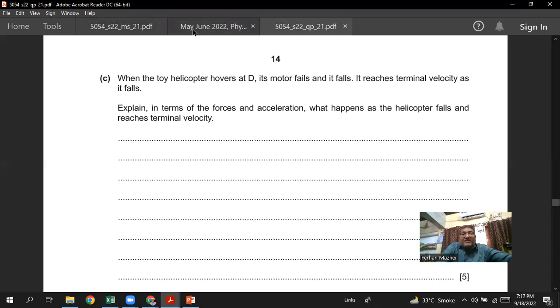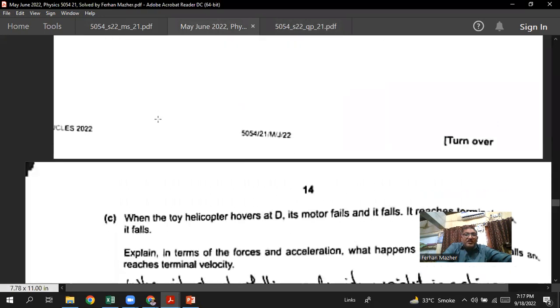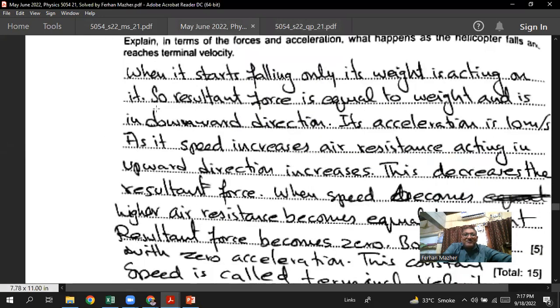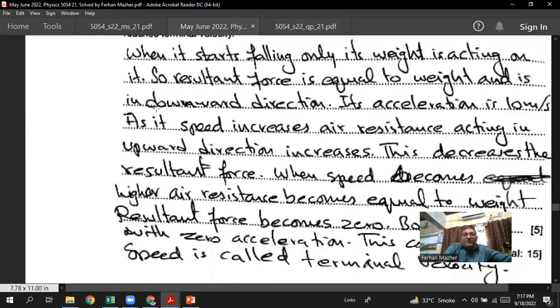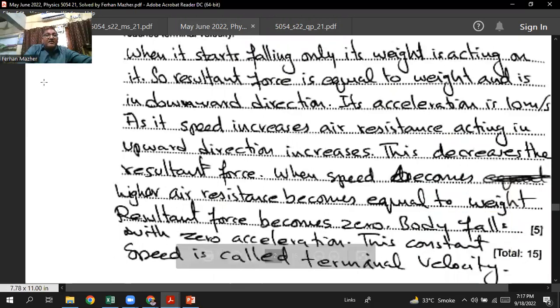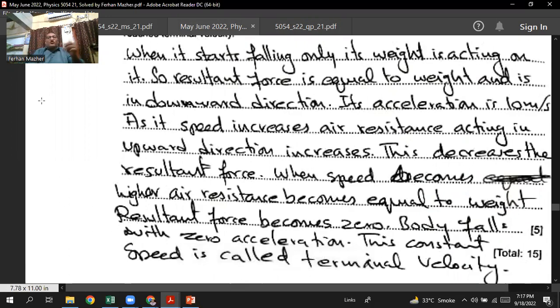So it's a 5 marks question, a huge answer we have to provide. So let me show you my answer. This is my written answer. I have tried to write the answer. You can write a better answer. I will show you the marking scheme as well. When it starts falling, only its weight is acting on it. So resultant force is equal to weight and is in downward direction.